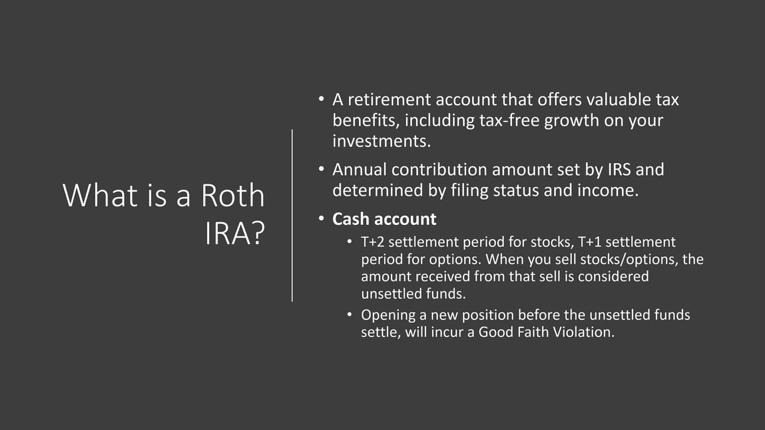In the cash account, when you buy and sell stock or options, you have a settlement period. Now, the settlement period for stocks is the day of the trade plus an additional 2 business days. And for options, it's the day of the trade when you close that position plus an additional business day. So when you buy and sell stocks, the amount you're receiving in profit is unsettled funds. And when you open a new position with unsettled funds, you can't close that position, because it will incur a good faith violation.